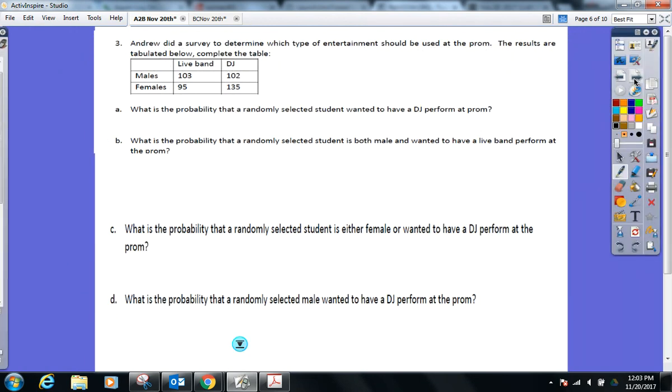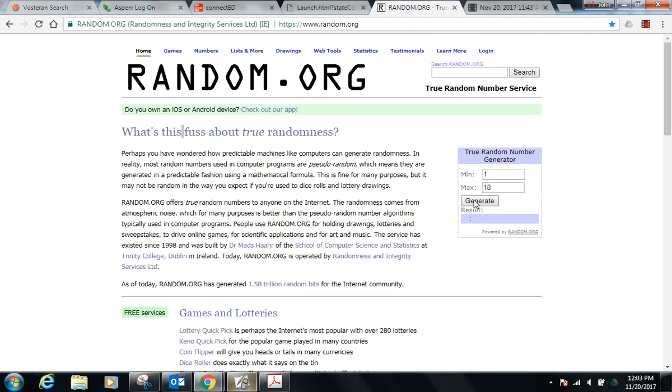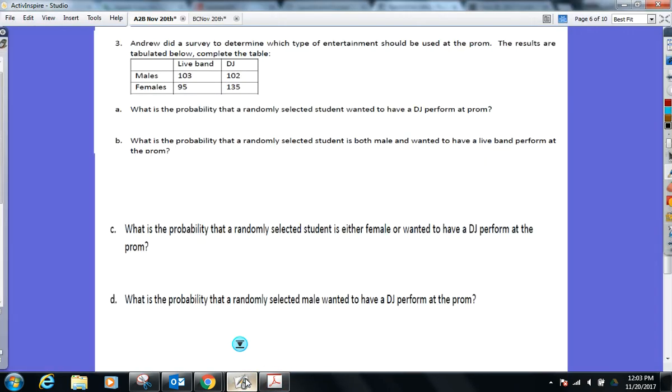Okay, here you go. Now the only difference is I didn't put the totals on this live band DJ male-female deal. Probability that a randomly selected student wanted to have a DJ at prom. All right, so how many students want a DJ at prom? 237. Where'd you get it from so your classmates know? Yep, he added the 102 plus the 135, all the students that wanted a DJ.